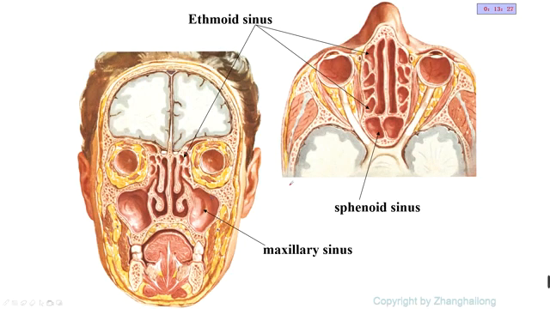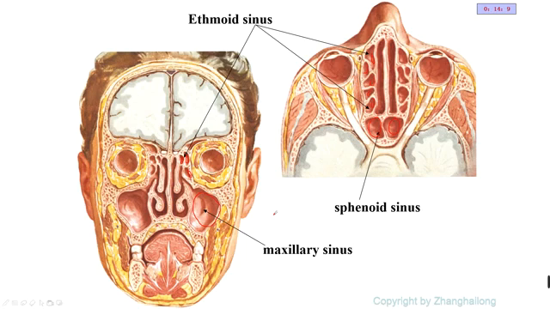Now let's see them in other views. This one is a coronal section. Now you see here there are many small sinuses. All of them belong to the ethmoid sinuses. And this one is the horizontal section. All of them are ethmoid sinuses, in the anterior, middle, and posterior parts. There are many ethmoid sinuses. And here are the sphenoid sinuses in the sphenoid body. And here the maxillary sinuses in the maxilla, left and right.